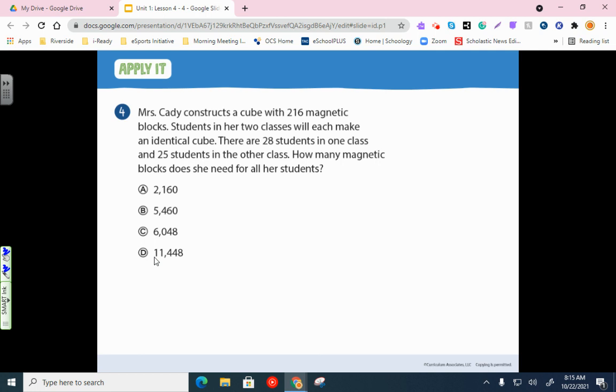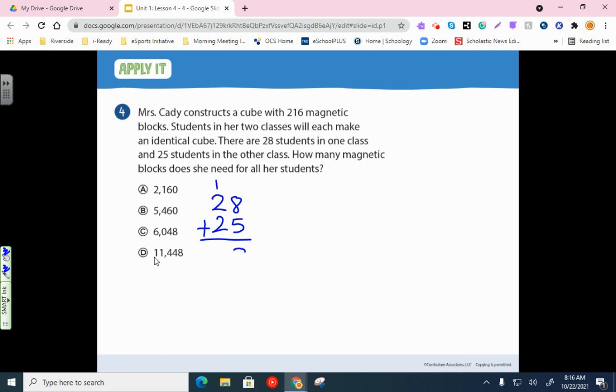Students in her 2 classes will each make an identical cube, so all their cubes will have the same amount of blocks since they're identical. There are 28 students in one class and 25 students in the other. How many magnetic blocks does she need for all her students? So she could multiply 28 times 216 and 25 times 216 and add those totals up. Or we're going to do the opposite of what we did with the last problem. Let's add up the total number of students she has all together.